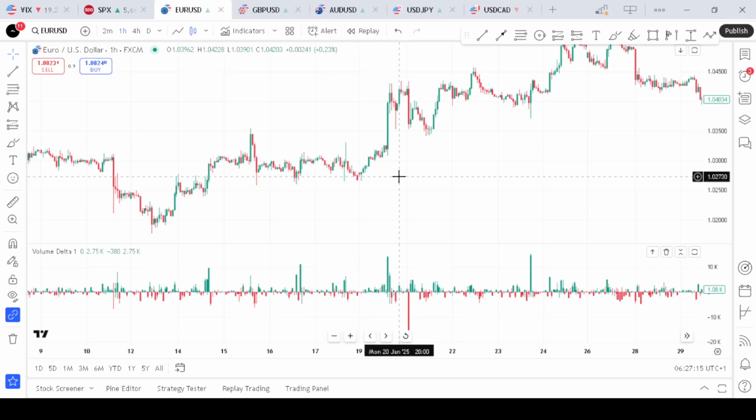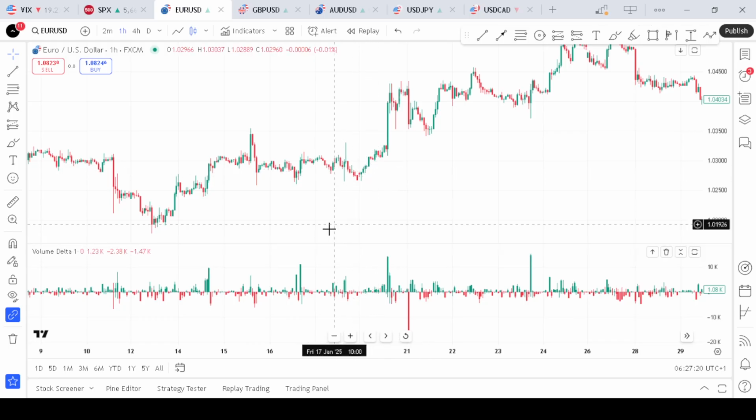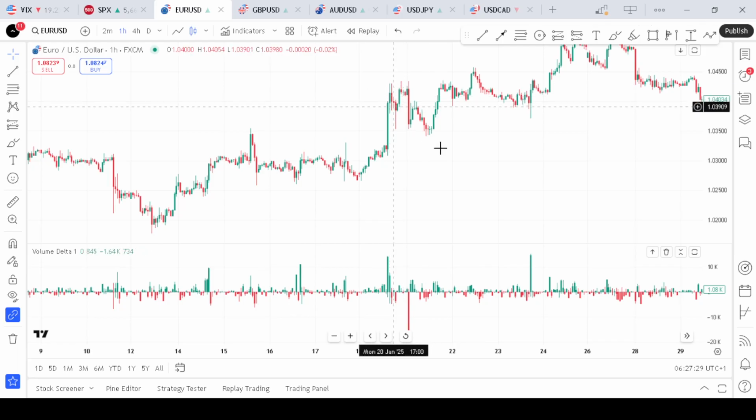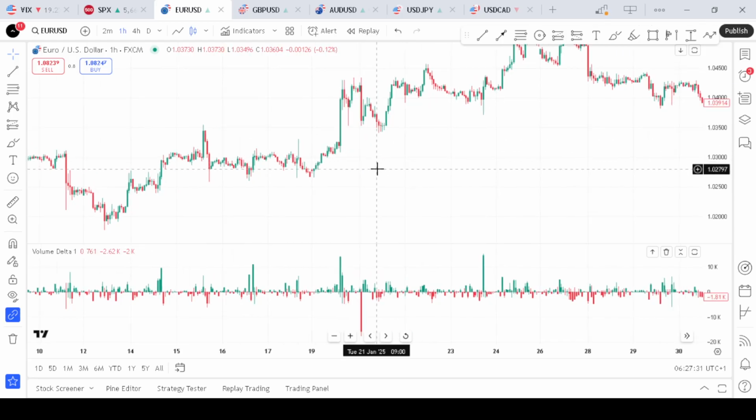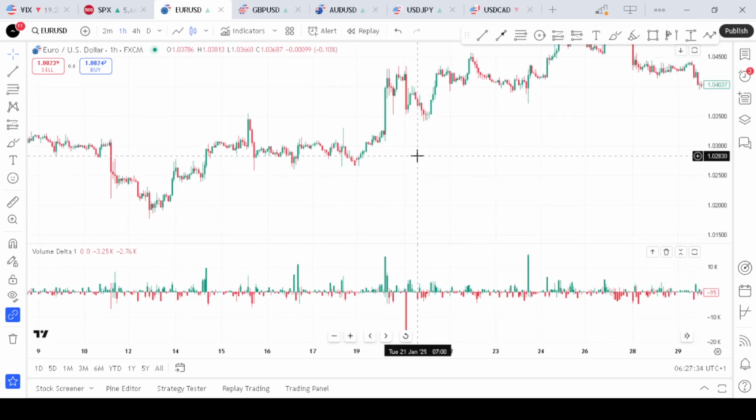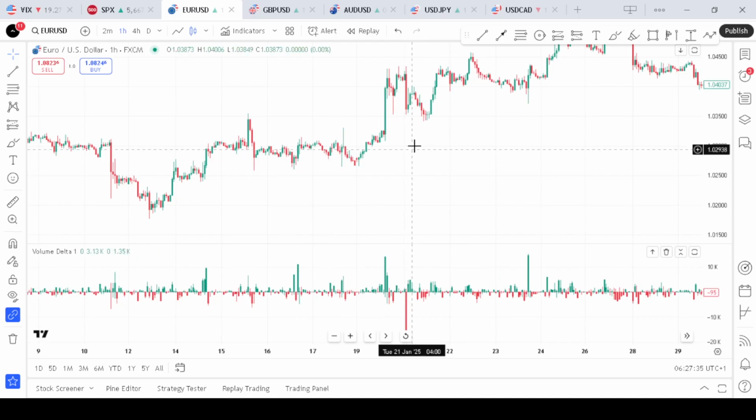In today's video, we are going to be talking about the Delta Volume Indicator, a powerful tool that reveals the hidden buying and selling pressure in the market. If you have ever wondered how to spot potential reversals or confirm trends with precision, this indicator could be the missing piece in your trading arsenal.